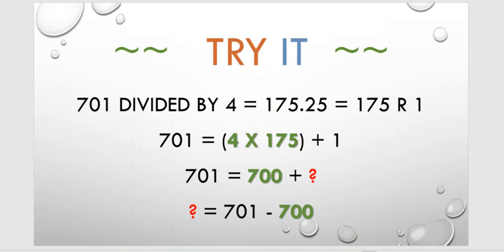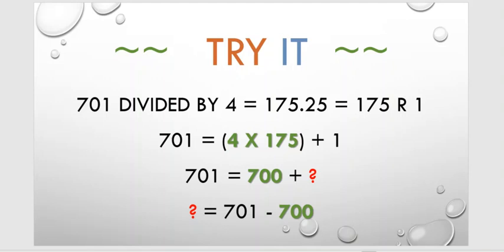What I'm left with, that 700, you could look at it and say, oh, well, the difference between 700 and 701 is 1. So we could get that missing remainder just by looking at it in some cases. Sometimes you would need to subtract. So you would just simply do the 701 minus 700.